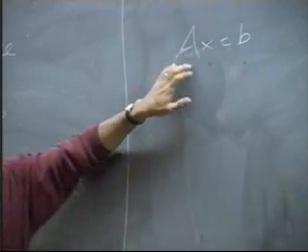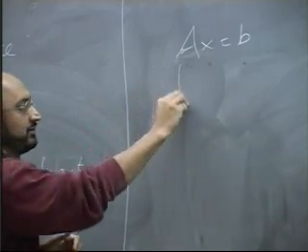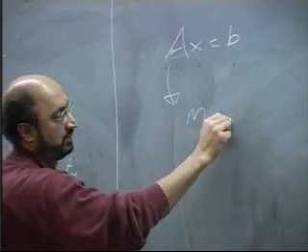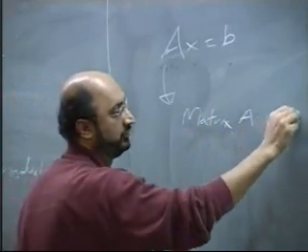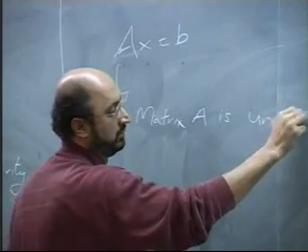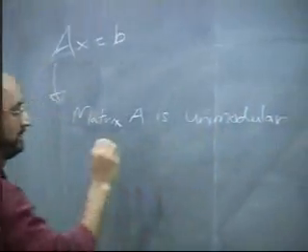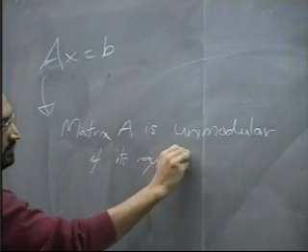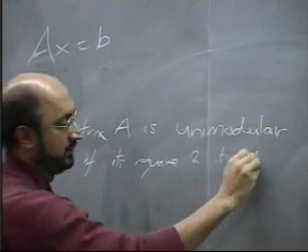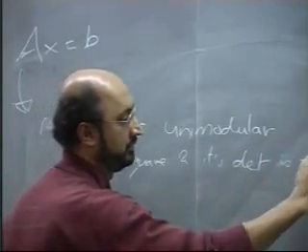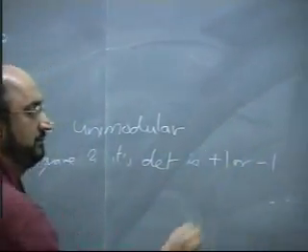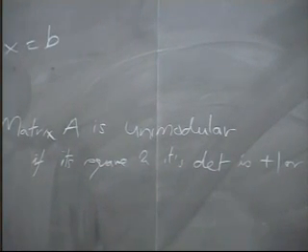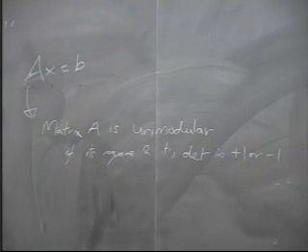So A is essentially the constraint matrix. So we're talking about this matrix over here. And what are we saying? A is unimodular if it's square and its determinant is plus or minus 1. Okay? So if you have a square matrix and its determinant is plus or minus 1, then it's called unimodular. That's just the definition.